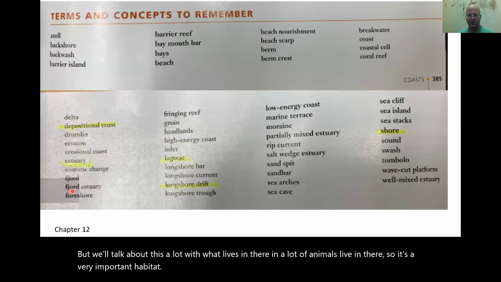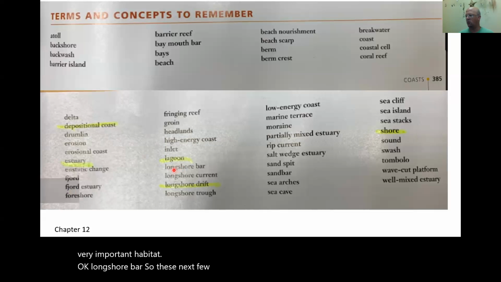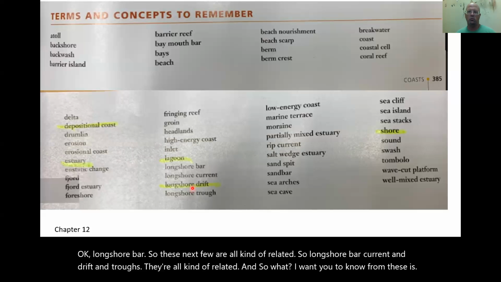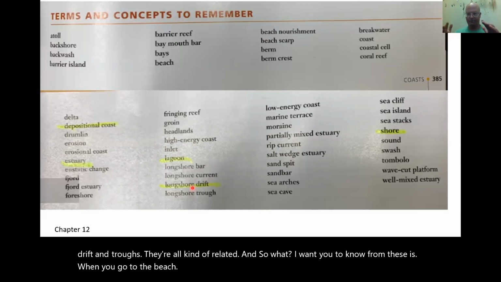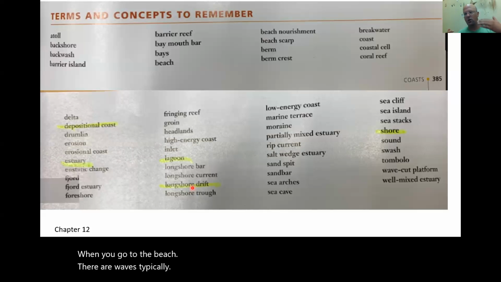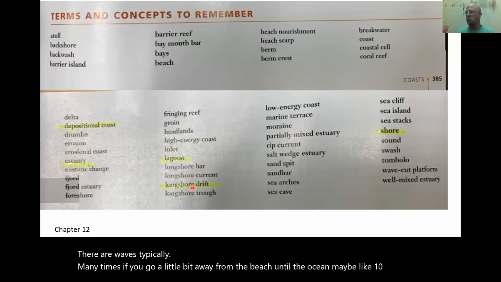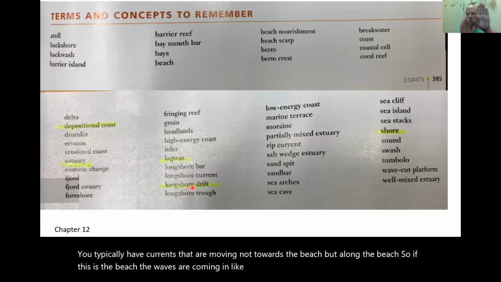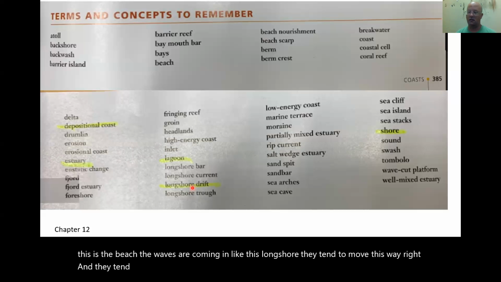Okay, longshore bar. So these next few are all kind of related. Longshore bar, current and drift and trough, they're all kind of related. What I want you to know from these is when you go to the beach, there are waves typically. Many times, if you go a little bit away from the beach onto the ocean, maybe like 10, 20, 50 meters, you typically have currents that are moving not towards the beach, but along the beach. So if this is the beach, the waves are coming in like this. Longshore, they tend to move this way, right? And they tend to move sand a lot. And longshore drift just refers to that sand and the movement of sand.